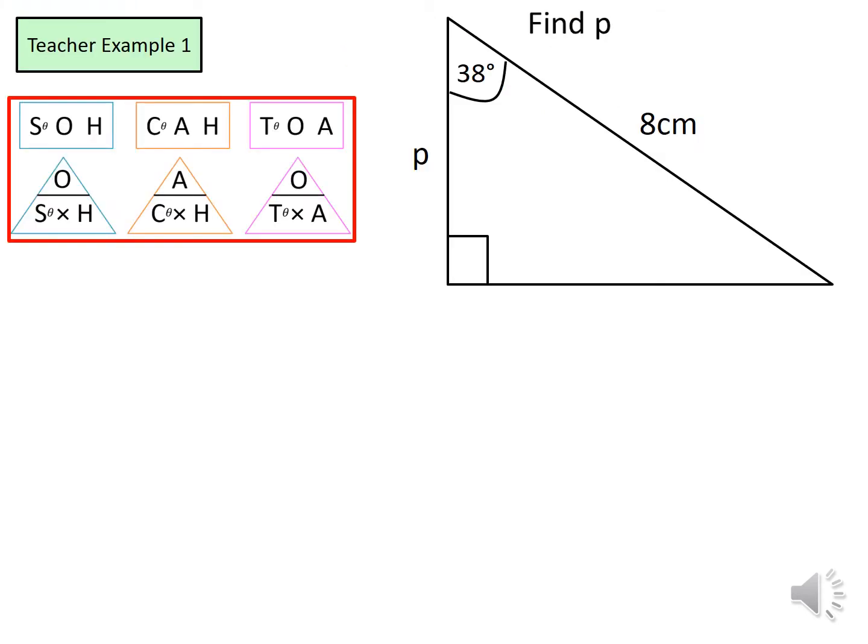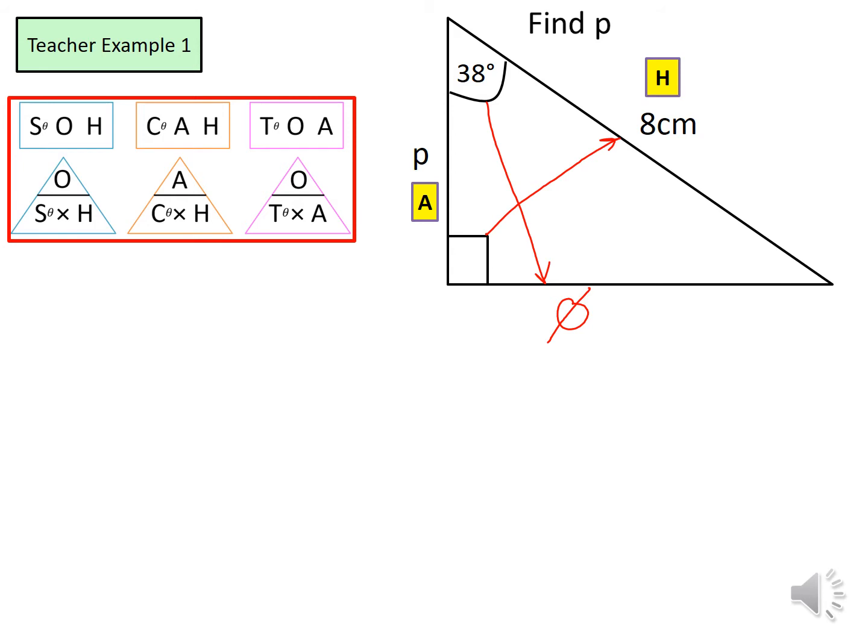Now let's look at this example. We need to find the missing length. First of all, we need to decide what trig ratio we are using, so we need to label our sides. Opposite the right angle is my hypotenuse, opposite the angle is my opposite side, and we're left over with the adjacent, the two sides next to one another. Why do we not need the opposite? Because there is no length there or missing length to work out.